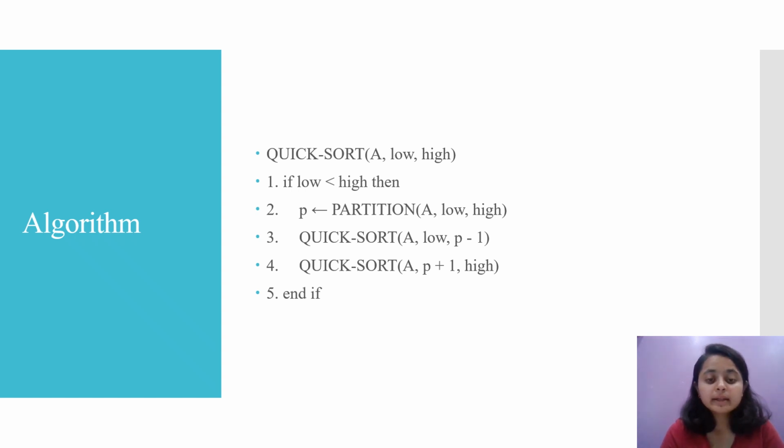Now let's look at the algorithm. If the starting index is less than the ending index, we find the partition position of the pivot. Then we apply quicksort on the left part and the right part separately. This process continues until the entire array is sorted.